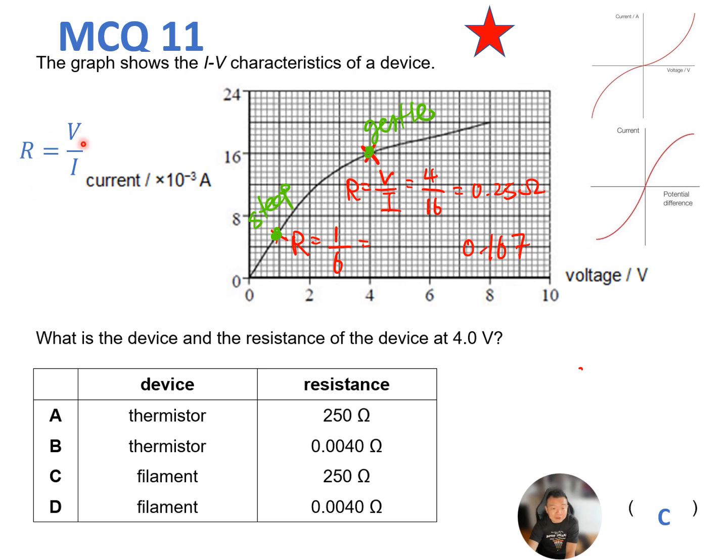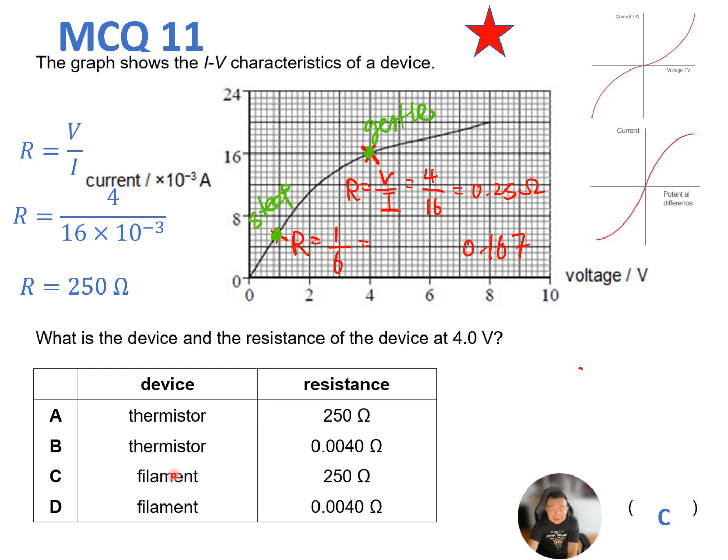So I will do that exactly. Resistance is a ratio of voltage to current. So this is my working. Resistance is, at this point the voltage is 4, and at the same point the current is 16 ampere. All right, so there's a 10 to the power minus 3 here. So that's how we can get 250 ohm, and therefore the answer is either A or C. Now, to determine whether the answer is A or C, we have to look and predict whether the device is a thermistor or a filament.